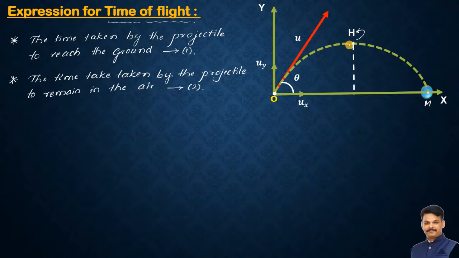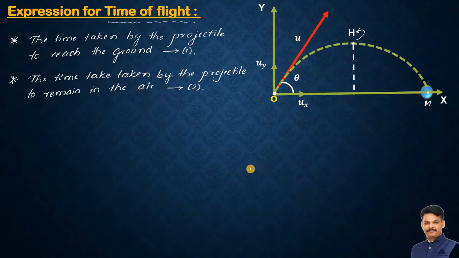Once we get this time, then the time to reach the ground from this point H will also be the same. Remember this. I repeat once again: time to travel the path OH will be equal to the time to travel the path HM. Hence, if we know how much time it takes to reach the point H, then just double it, and that will give you the time of flight. That is the simple trick we are using.